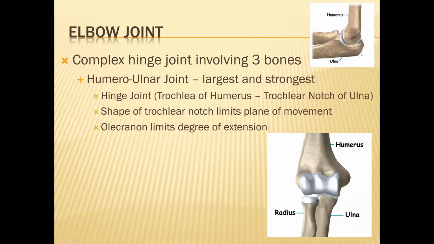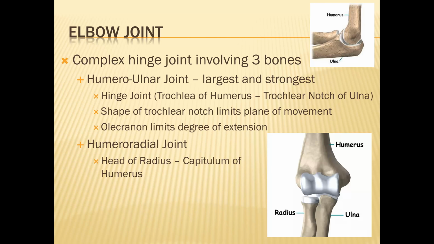And the olecranon, which is the process on the back of the ulna, when you extend the elbow, the olecranon, if you remember, folds up into the olecranon fossa on the back of the humerus, and that limits the degree of extension. And that's why you cannot hyperextend, or you should not be able to hyperextend your elbow.